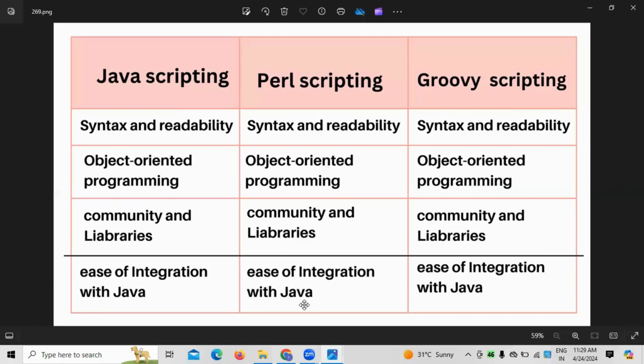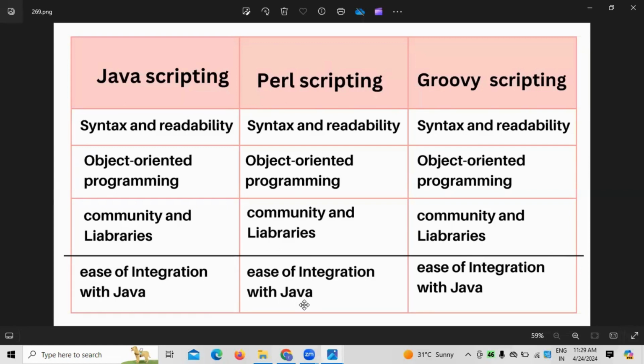If you want to understand Groovy scripting or something of that sort, object-oriented programming makes it easier. And in object-oriented programming, Groovy scripting as well as Java scripting are more or less the same, because both work on the same Java virtual machine and Java code. But when it comes to Perl scripting, it was not the case.